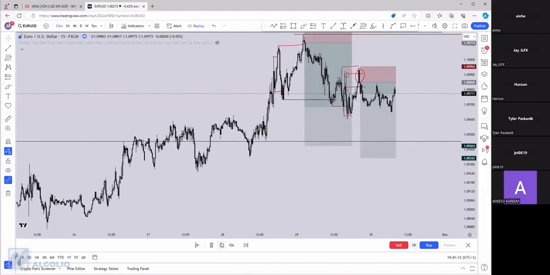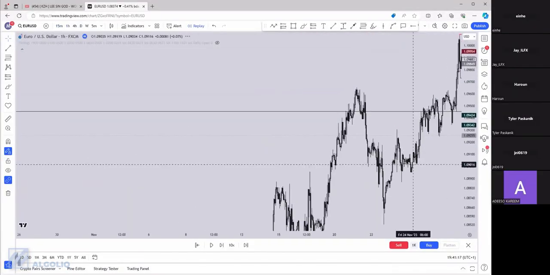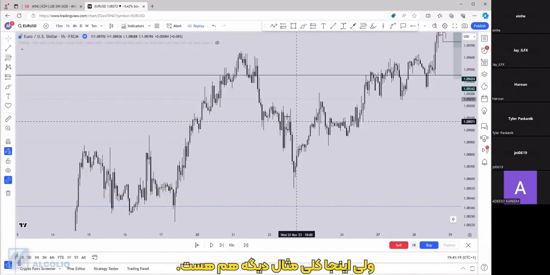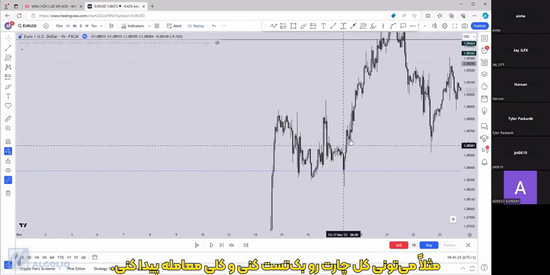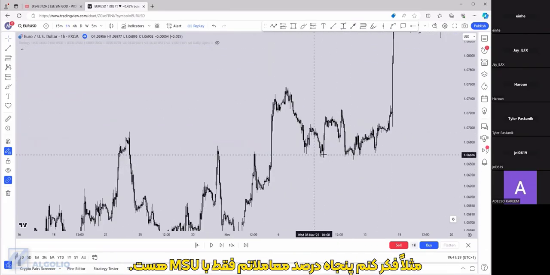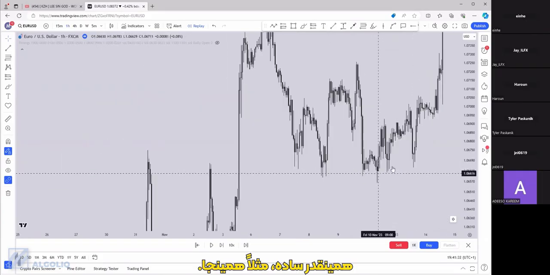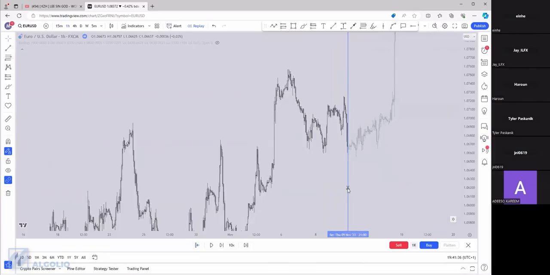Right? That's another example. But there's a ton of examples here. Like you can backtest the whole chart and find a lot of trades. Like I think 50% of my trades are just MSU. It's as simple as that. For example, here, I'm gonna break down this price action quickly.